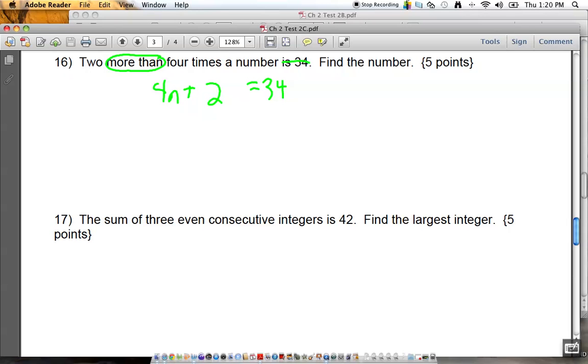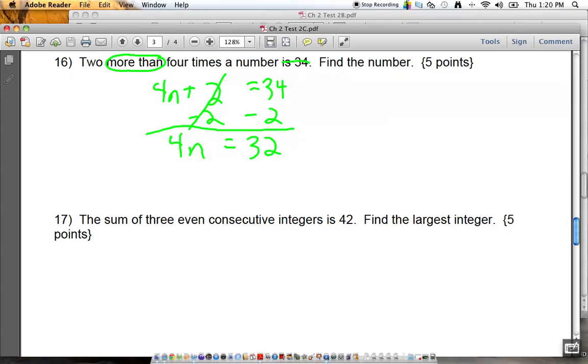It says add. You have to do inverses. What's the opposite of add? Oh, subtract. That's right. Minus 2, minus 2. I didn't touch the 4n. That equals 32. Am I done yet?